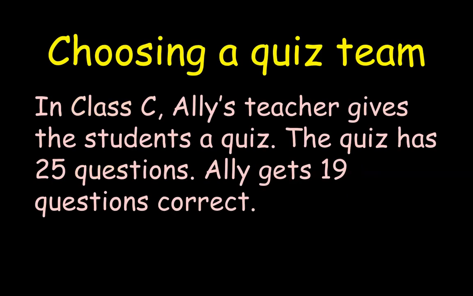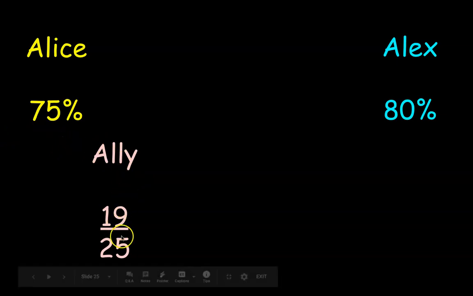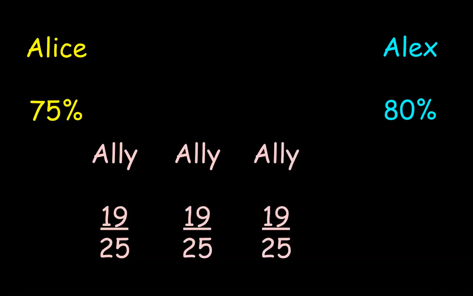In Class C, Ali's teacher gives the students a quiz. The quiz has 25 questions. Ali gets 19 questions correct. So we'll leave Alice up there, Alex up there. Ali gets 19 questions out of 25 correct. Now, it does mean that you need to recognize that 25 can actually be changed into 100 quite easily by multiplying by 4. So I'm going to pretend that Ali wrote 4 tests.